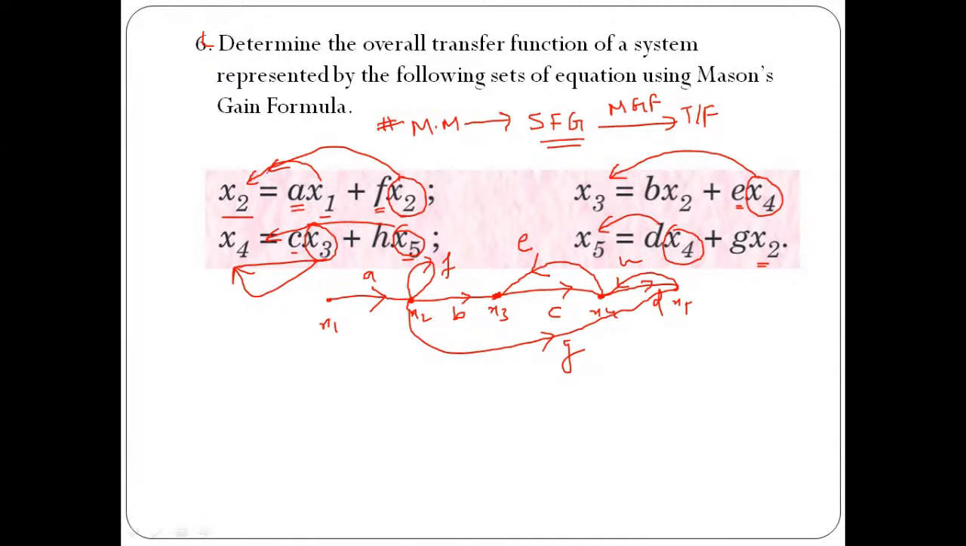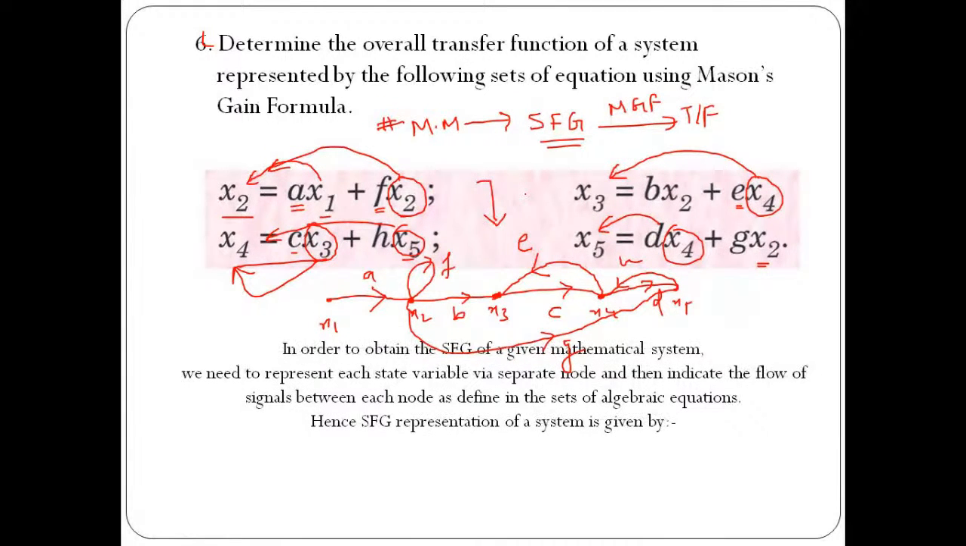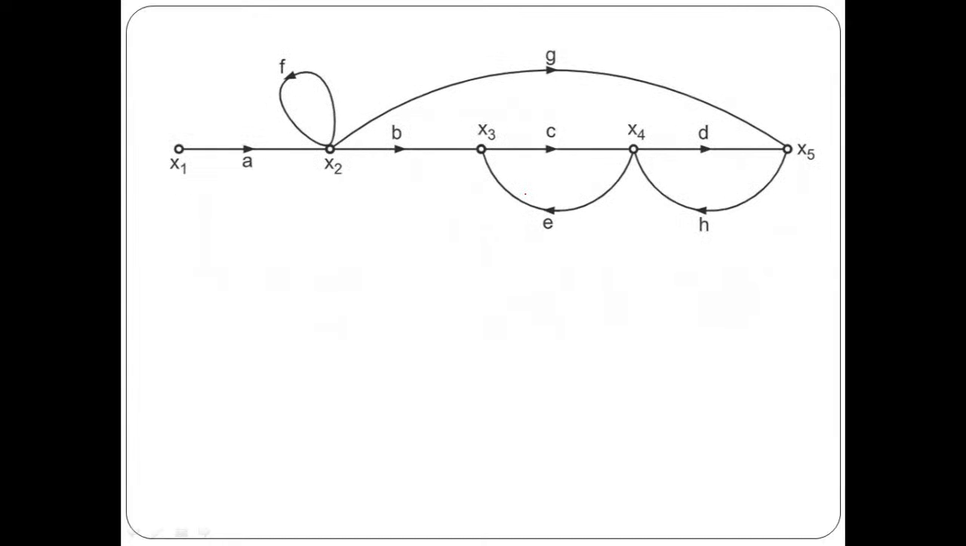I hope this point is clear to everyone, how we have converted this mathematical modeling into its corresponding signal flow graph. Then it's very easy for us to apply Mason's gain formula to calculate its transfer function. This is the tricky portion of this particular numerical. Draw this diagram, it is very important.